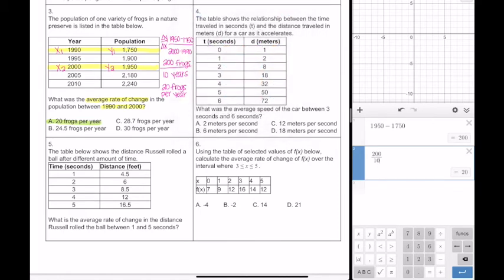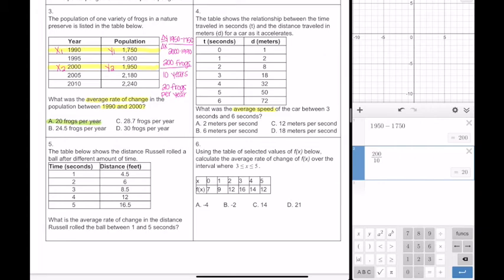Number 4, the table shows the relationship between the time traveled in seconds, which is t, and the distance traveled in meters, which is d, for a car as it accelerates. So accelerates means that it's going faster. So as time passes, it should be getting further. So what was the average speed? Notice that this doesn't say what was the average rate of change.